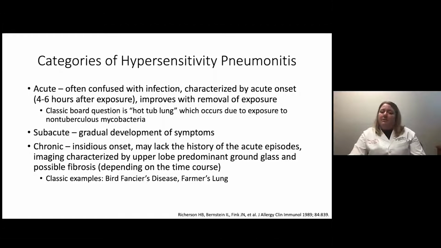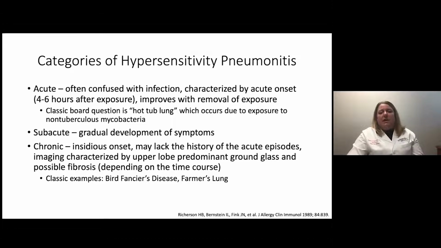And then in chronic hypersensitivity pneumonitis, the onset is much more insidious. It's much more similar to other interstitial lung diseases, where there's a gradual onset of dyspnea over time that is progressive. Often these patients that present with chronic hypersensitivity lack the history of these acute episodes. So they can't tell you that they went into a hot tub and had this fever and cough right after, or that they were working with someone and got exposed to this kind of dust, or they had a leak in their home and had mold and all of a sudden became very sick. They have this more gradual development of symptoms that progress over time.